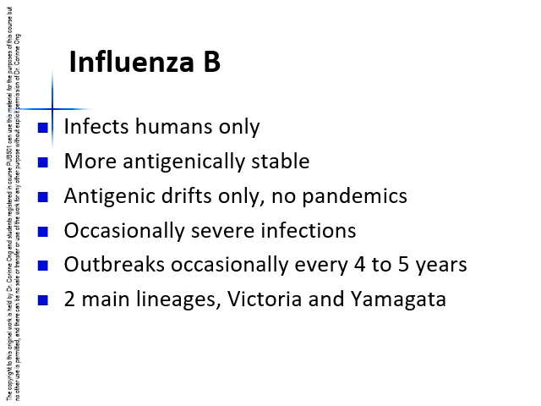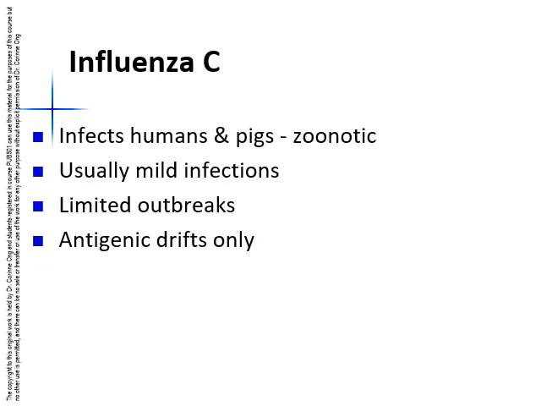Influenza B viruses have 2 main lineages, the Victoria lineage and the Yamagata lineage, both of which are included in seasonal flu vaccines. Influenza C can infect both humans and pigs, but the infections are usually mild. Outbreaks are limited and viruses vary due to antigenic drift.